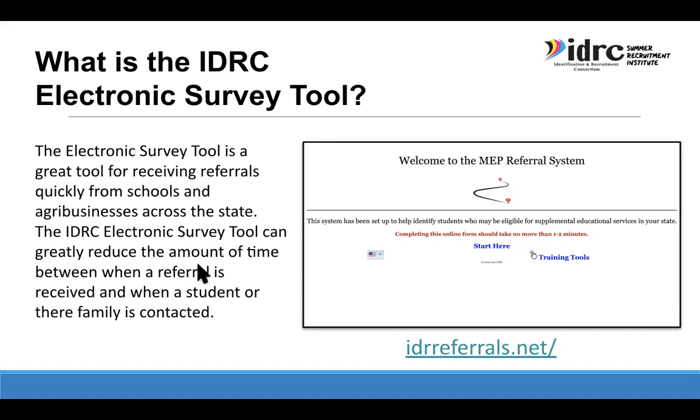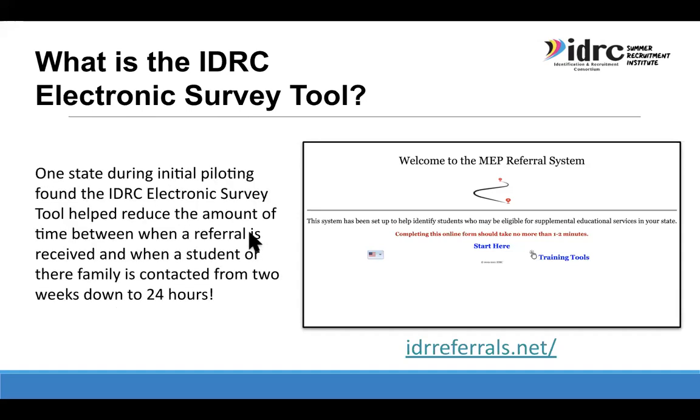The electronic survey tool is a great tool for receiving referrals quickly from schools and agribusinesses all across the state. The electronic survey tool has been found to greatly reduce the amount of time between when a referral is received and when a student or family can be contacted. One state during the initial piloting found that the IDRC electronic survey tool helped reduce the amount of time between when a referral is received and when a student or their family is contacted from 2 weeks down to 24 hours.